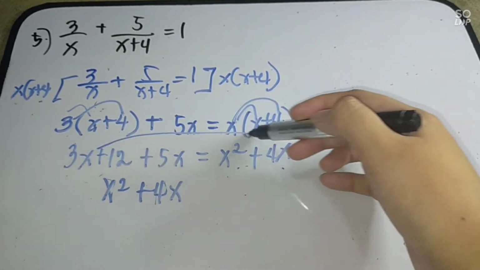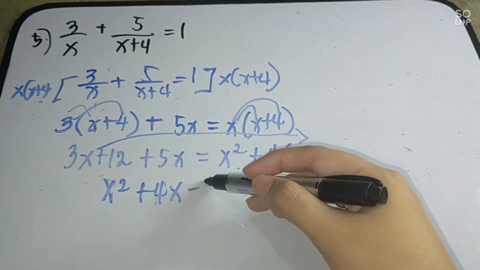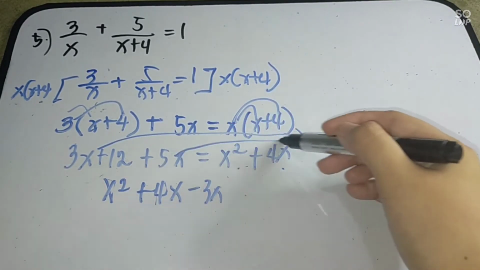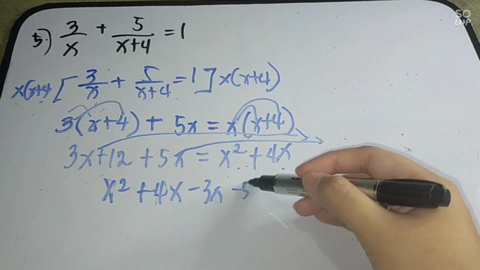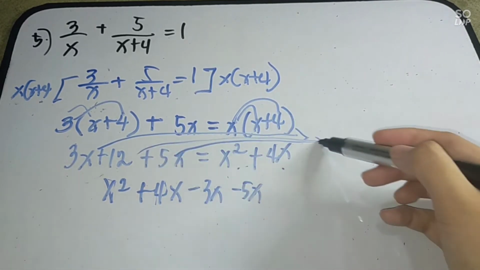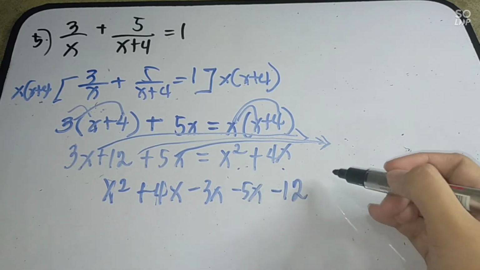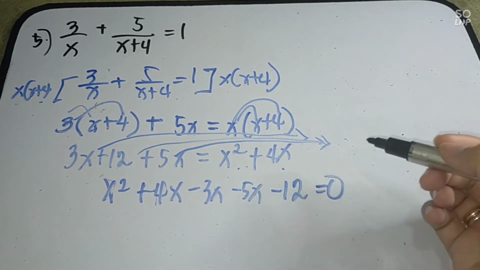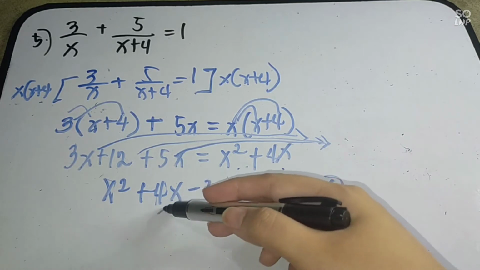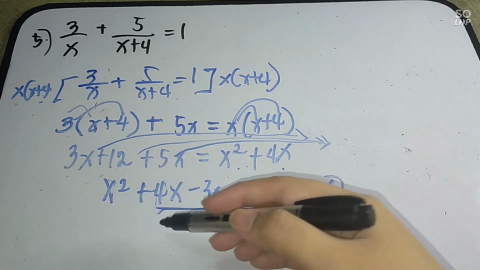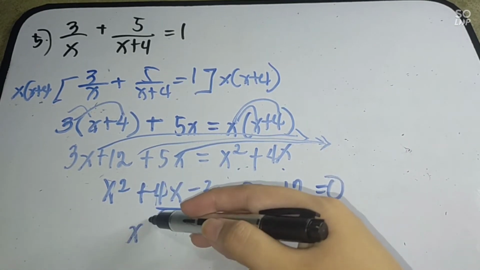So, lipat na natin si 3x. So, magiging siya negative 3x. Si 5x, magiging siyang negative 5x. Si 12, ilipat natin, magiging na siyang negative 12. Then, equal na siya into 0. Then, we are going to combine like terms. Combine natin siya. So, just copy x squared.